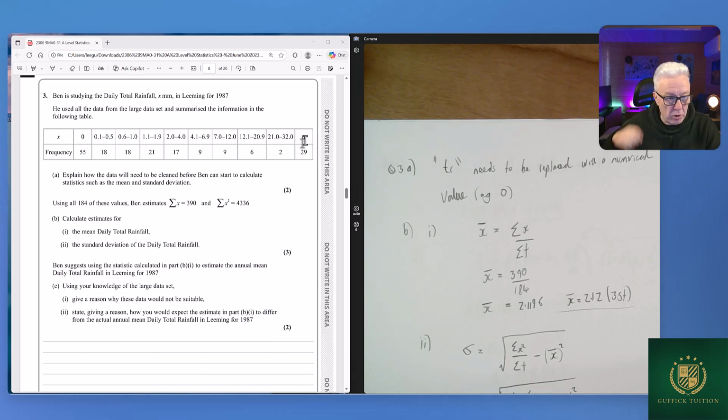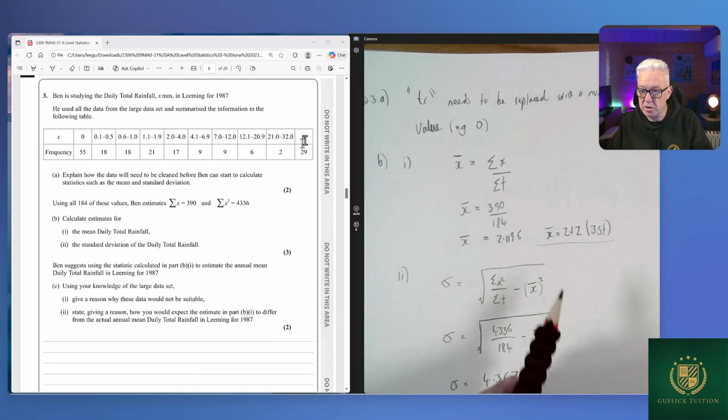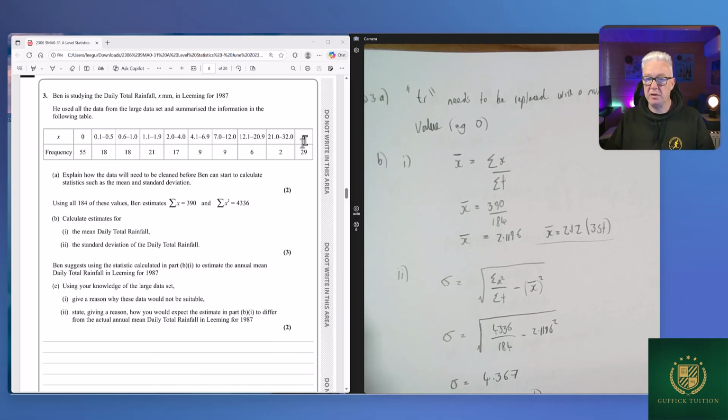So using all of the 184 of these values, Ben estimates sigma x to be 390 and sigma x² to be 4336. Calculate estimates for the mean daily total rainfall and the standard deviation of the daily total rainfall. So the mean is sigma x over sigma f. Sigma x is 390. Sigma f is the number of days. That's 184. Which gives us the mean as being 2.1196 or 2.12 to 3 significant figures.